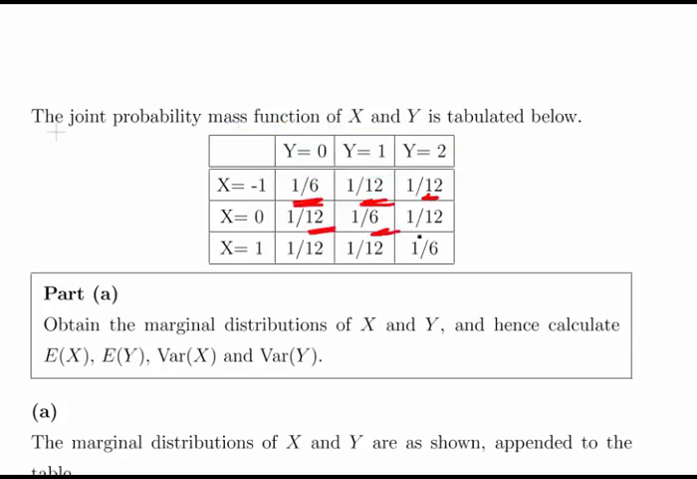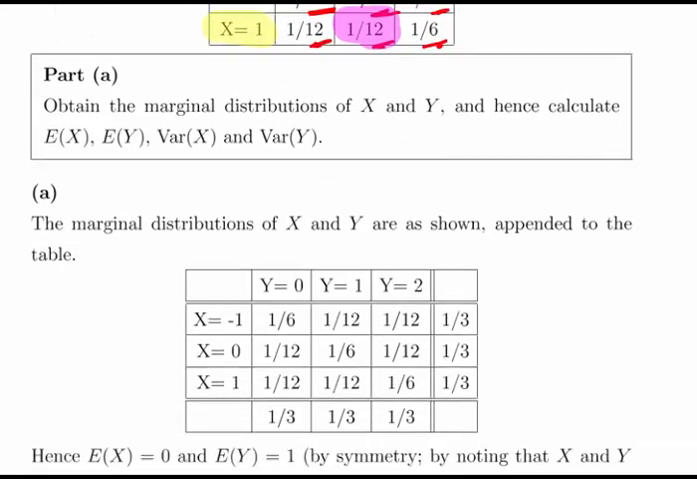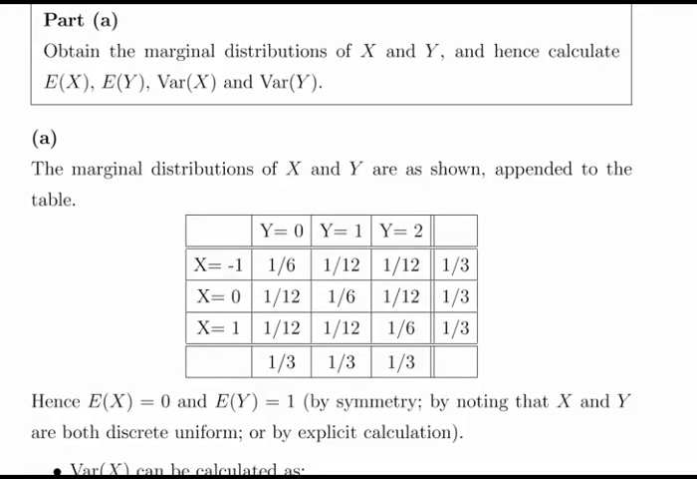So for each possible pairing of a value of x and a value of y, what is the corresponding probability? For example, the probability of x equal to 1 and y equal to 1 is 1 in 12. So obtain the marginal distributions of x and y and calculate the expected value of x, the expected value of y, the variance of x, and the variance of y.